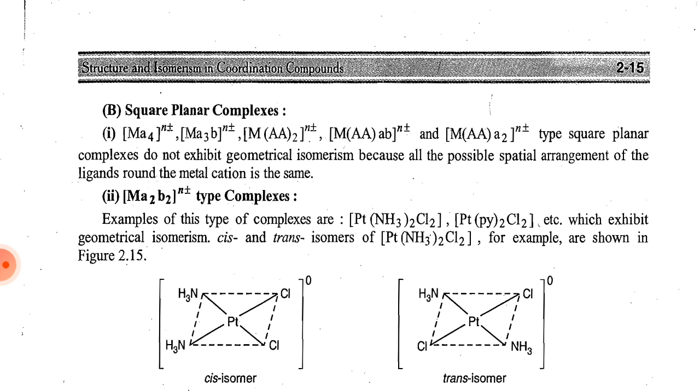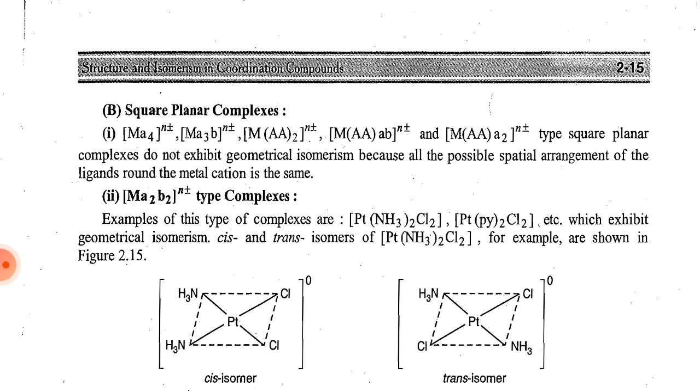Why doesn't the square planar complex show geometrical isomerism? Because when the metal is bonded with the ligands, the spatial arrangements are the same. All the ligand spatial arrangements are the same. So there is no difference between them, and therefore such square planar complexes will never show geometrical isomerism.